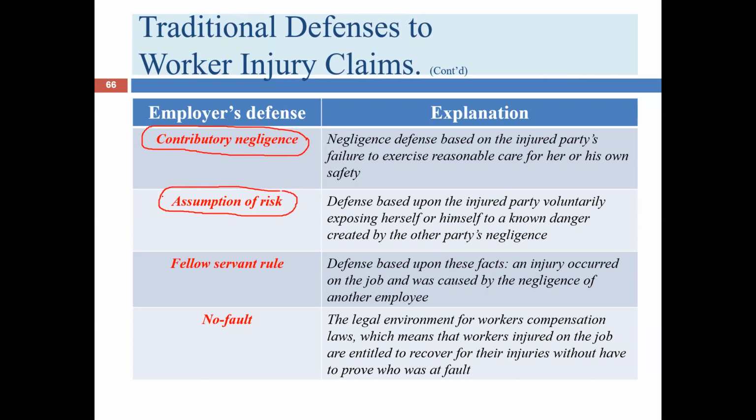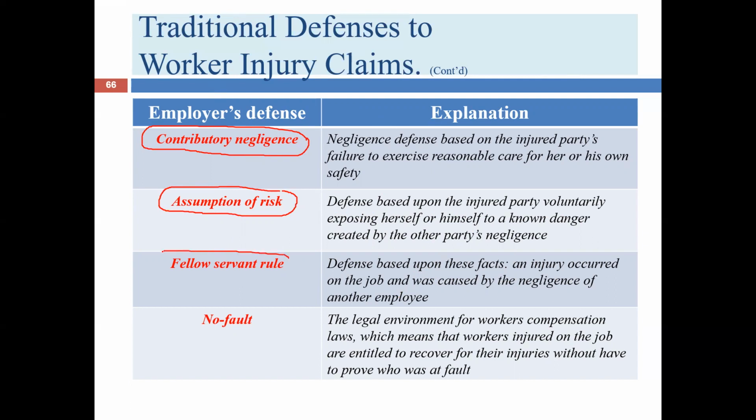And they wouldn't have even required that somebody actually be injured. If I could just look at the equipment, look at the setting and say, you know what, some bad things could happen with that machine over there. I now know about the risk, and if I keep on coming to work, I am not going to be able to sue if that machine actually does injure me. And we talked about the fellow servant rule, a defense based upon these facts: an injury occurred on the job and was caused by the negligence of another employee.